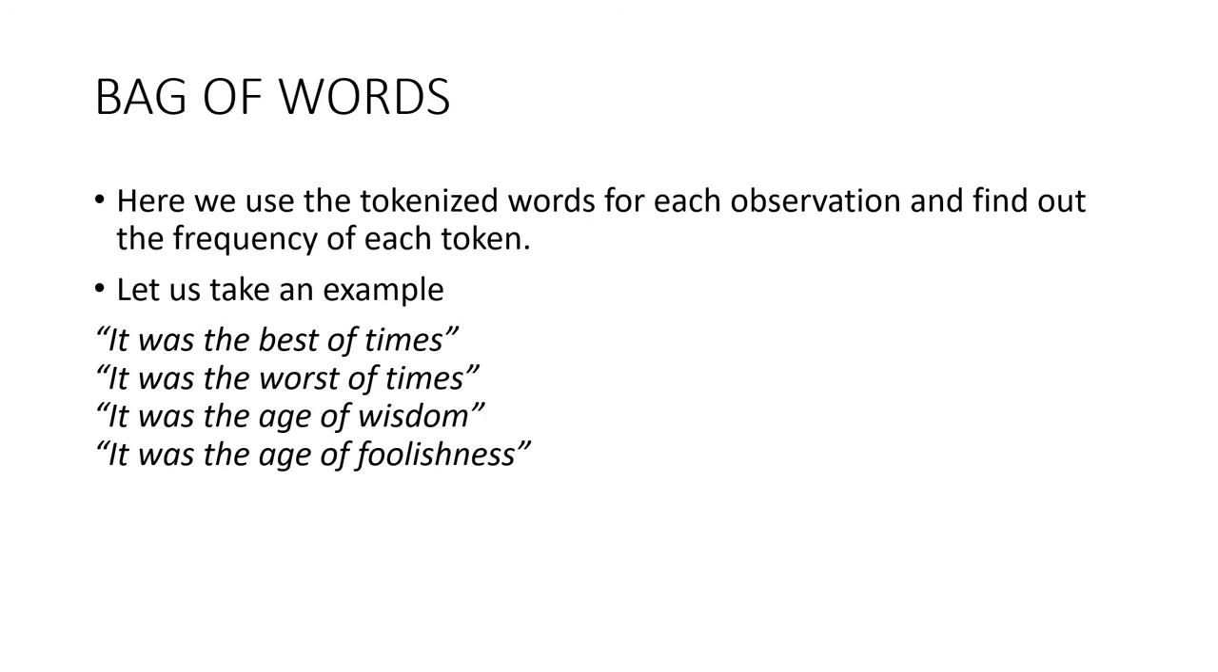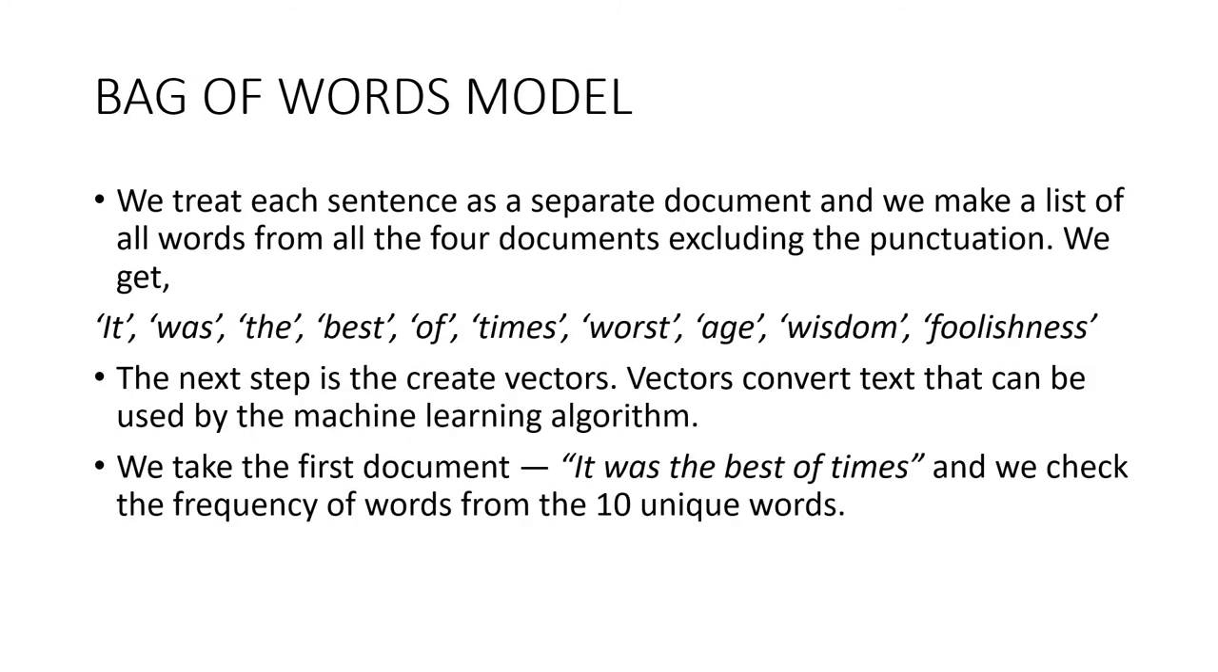Let's take an example. It was the best of times. It was the worst of times. It was the age of wisdom. It was the age of foolishness. So let's take these four sentences. We treat each sentence as a separate document and we make a list of all words from all four documents, excluding the punctuation.